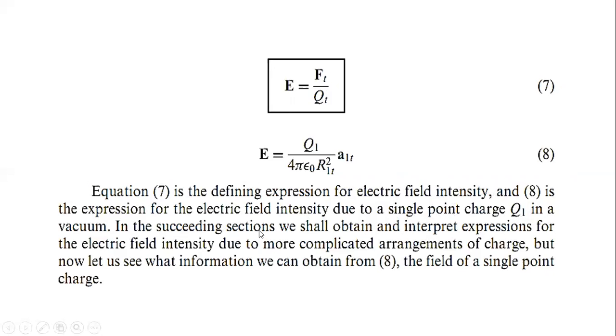In the succeeding sections, we shall obtain and interpret expressions for the electric field intensity due to more complicated arrangements of charge. It means that if we have a number of charges, or a continuous amount of charge, like a line charge density, surface charge density, or volume charge density, how can we represent the electric field intensity due to this contribution of charge?